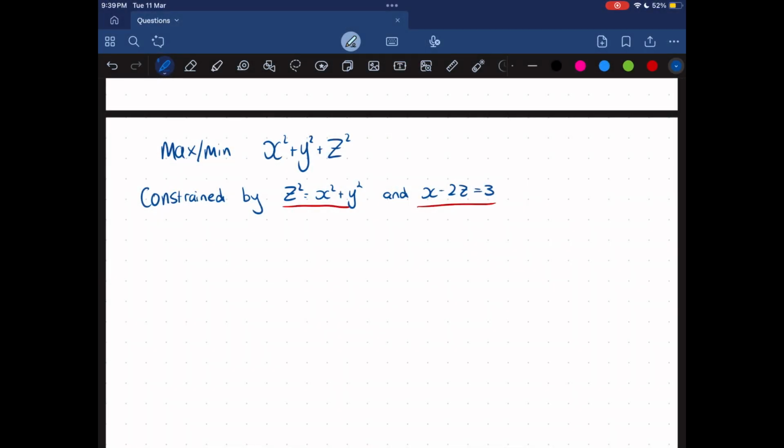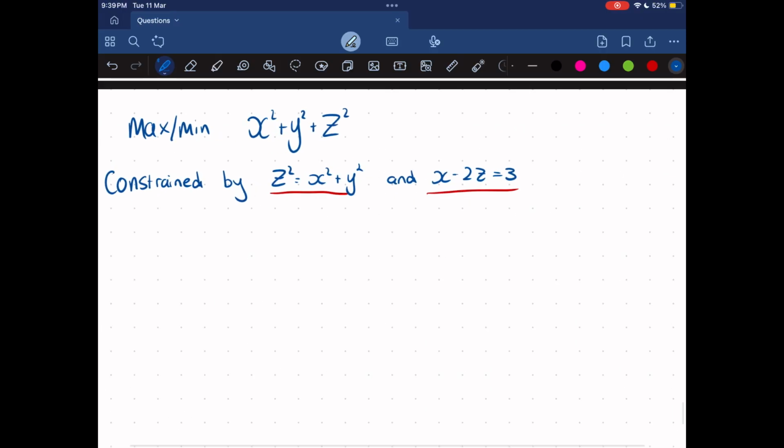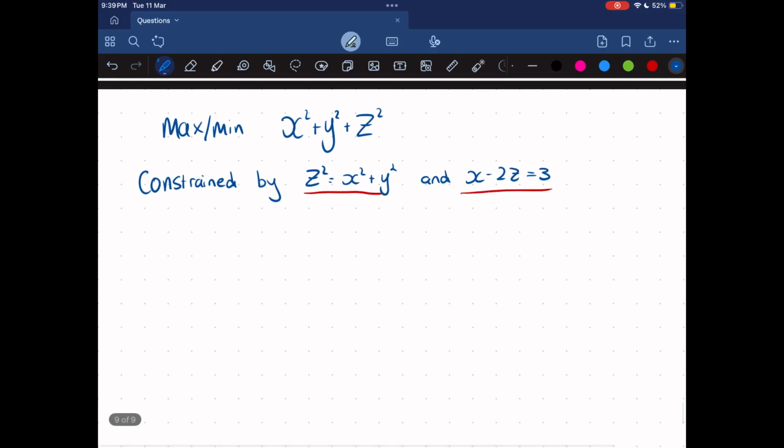Today we're going to be looking at how to maximize and minimize this function here, constrained by these two planes here, using the Lagrange multiplier method. So typically we've seen cases where we have one constrained variable, or function I should say. So the typical equation for that is the gradient of f is equal to some lambda multiplier times the gradient of g.